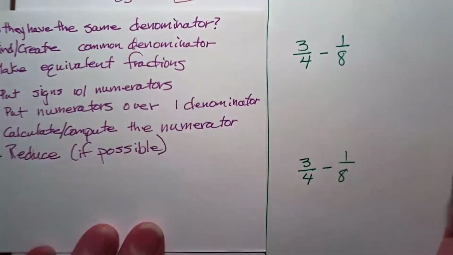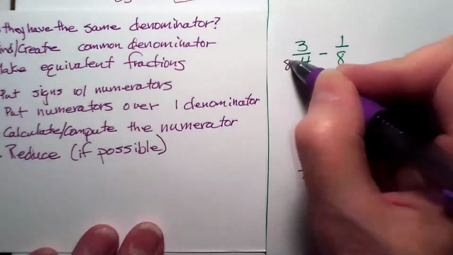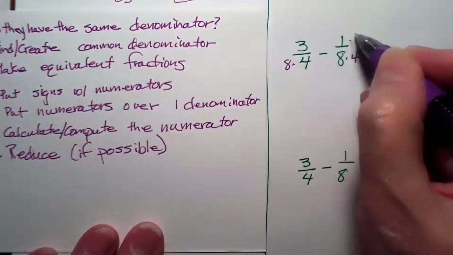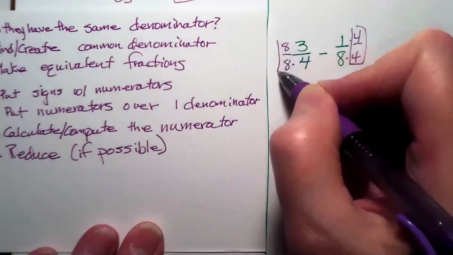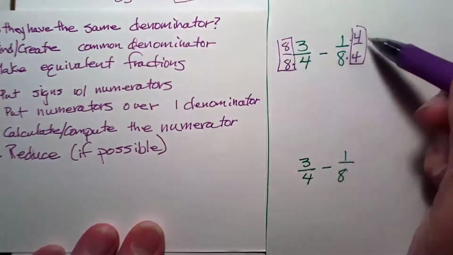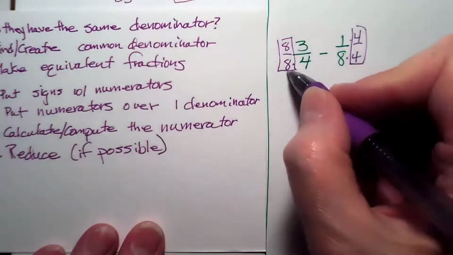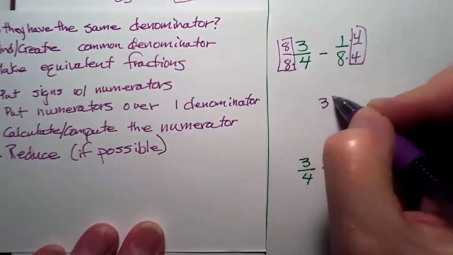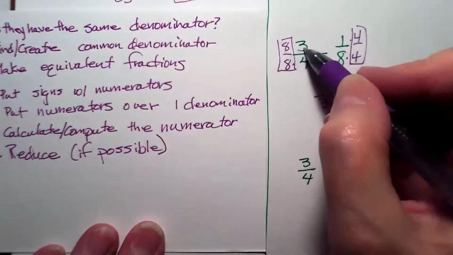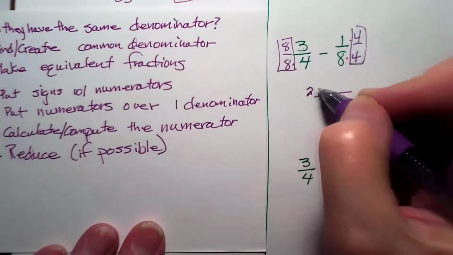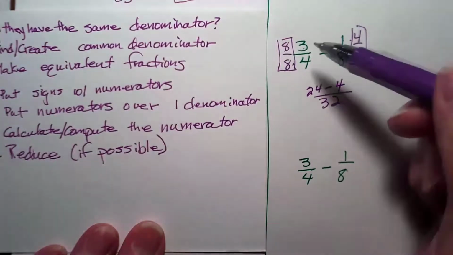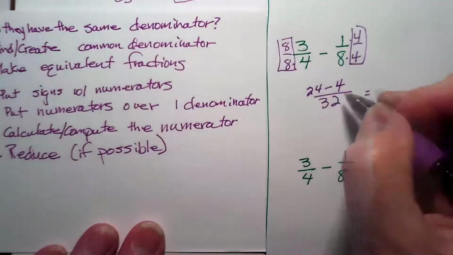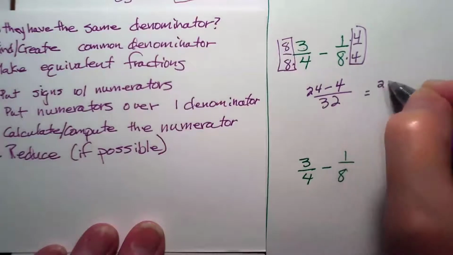We can do what we've been doing. So I'd multiply this times 8. I'd multiply this times 4. The numerator by the same thing, so that I have this as a 1 and that's a 1. 8 times 4 is 32. I have 8 times 3, which is 24, minus 1 times 4, which is 4. 24 minus 4 is 20.